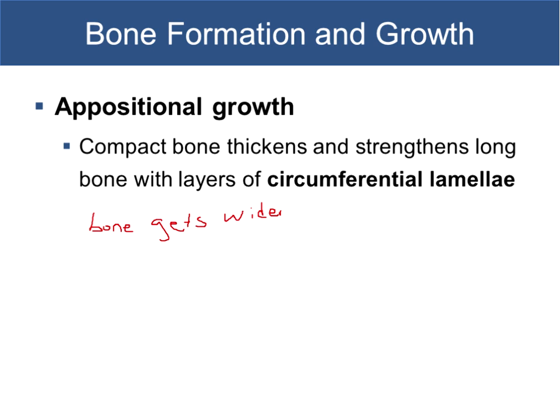So before we move on to appositional growth, how does that feel for endochondral ossification? Do those steps make sense, or does it just kind of feel like mumbled garbage?